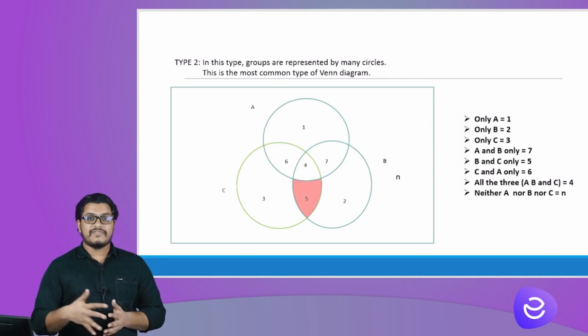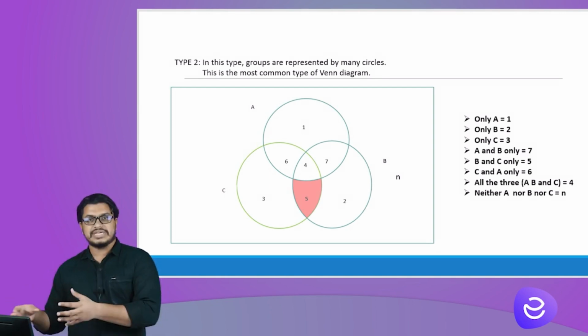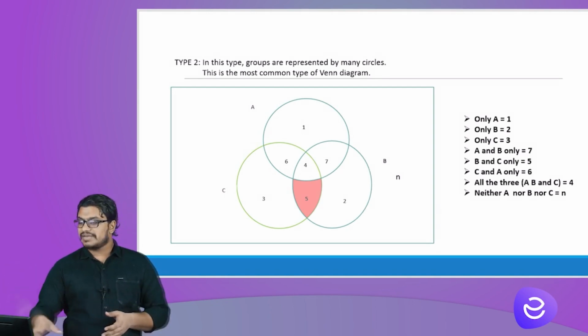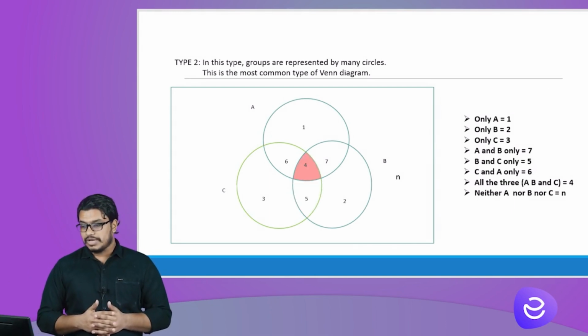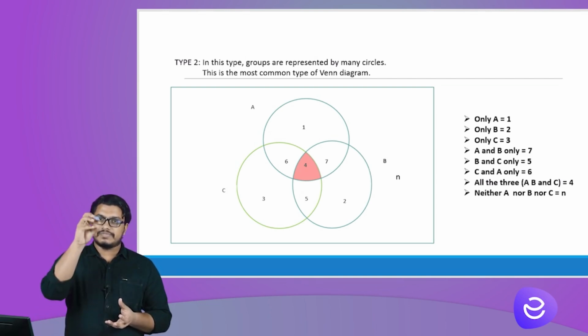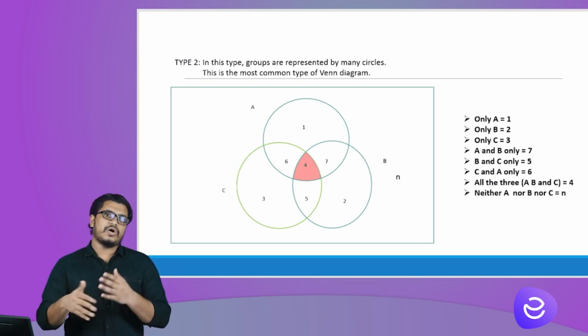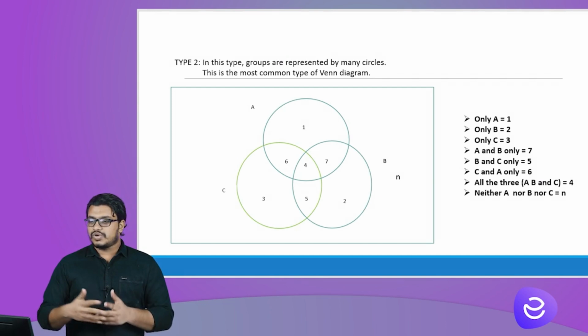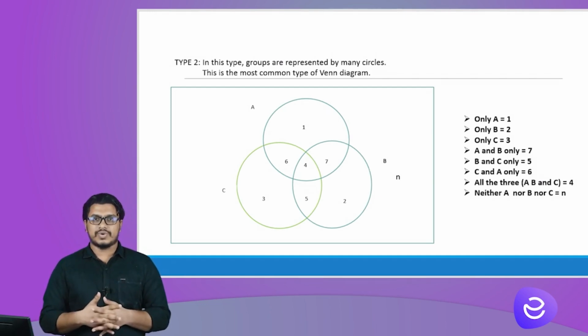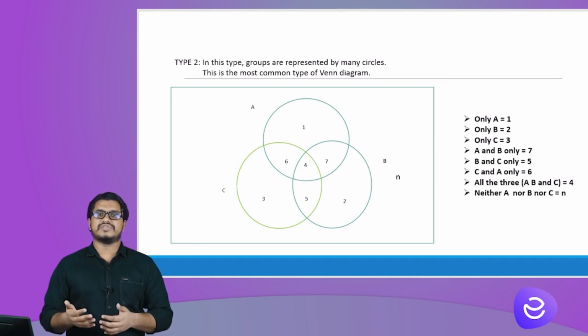You can see the number 5 here. It means that it encompasses the circle B as well as the circle C. And finally the number 4. Number 4 means we have all the 3, A, B and C. It encompasses all the 3 circles in it. So this is just for your understanding of what a Venn diagram is, or how you can draw a Venn diagram. When we come to the problems, we'll have a better understanding of it.